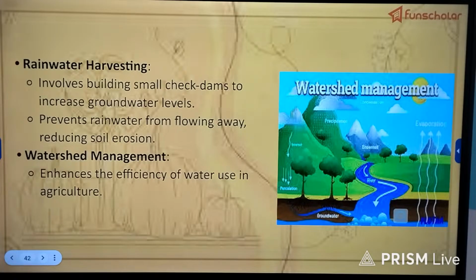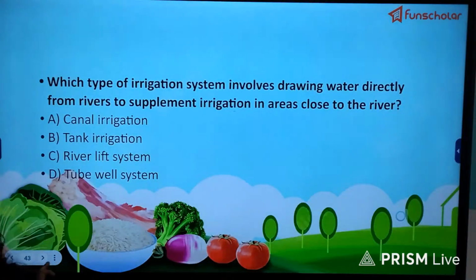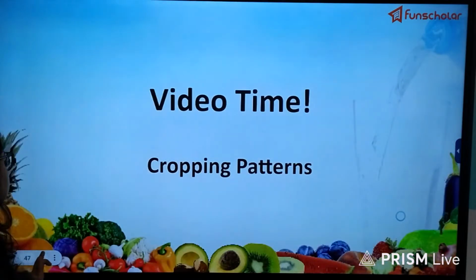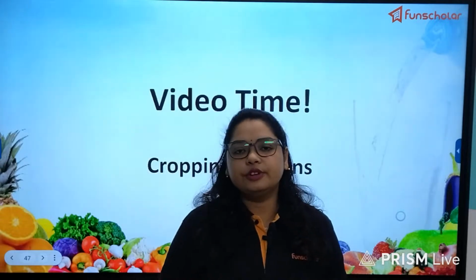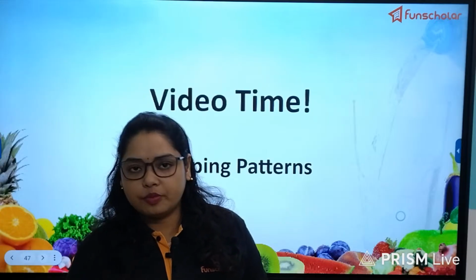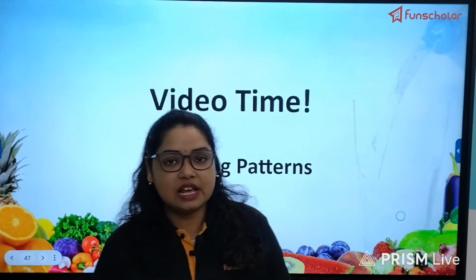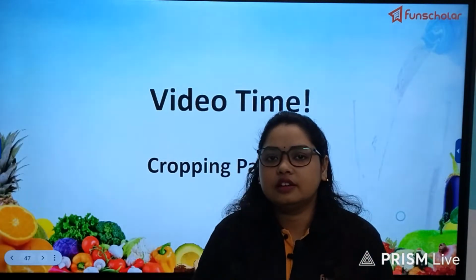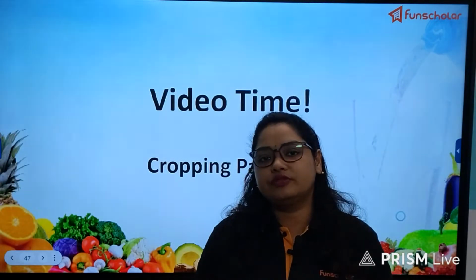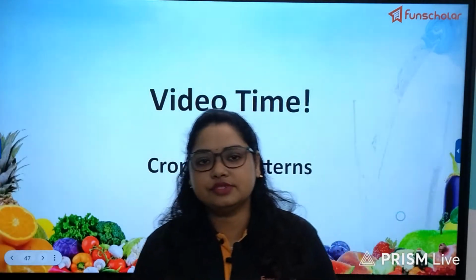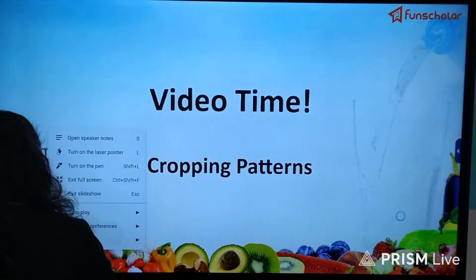Rainwater harvesting also can be done, and then we have watershed management in order to improve the quality of agriculture. Then we have this cropping pattern. Here we will discuss the types of cropping, that is mixed cropping, intercropping, crop rotation, and how all these things help us to meet the nutrient management and also the needs of the population during different times of the year. So therefore, let's watch this video.